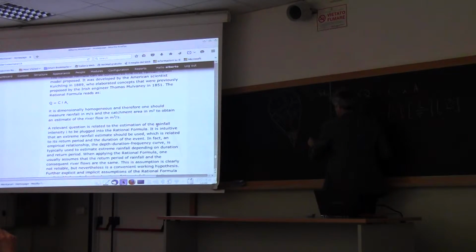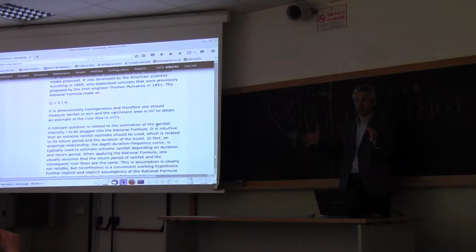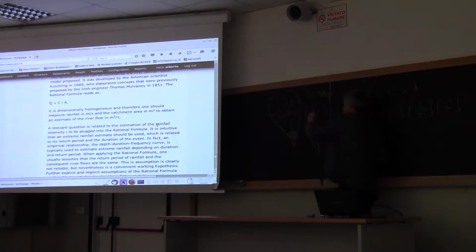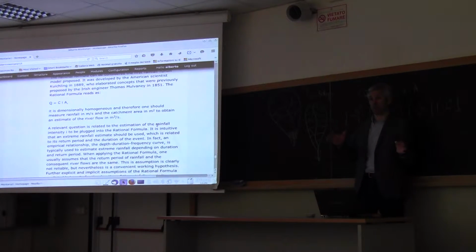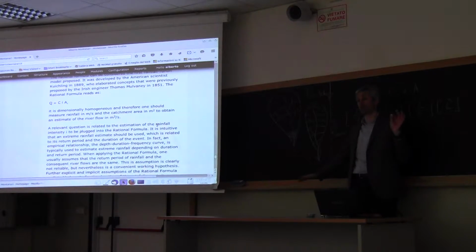Okay, perfect. Now let me make another sketch. And let's suppose that Tc is 1 minute. It rains for 1 minute. What happens? The whole contributing area is contributing to the river flow at the same time. Because if it takes 1 minute from here to here, and it rains for 1 minute, you get in this minute the contribution from the whole catchment.